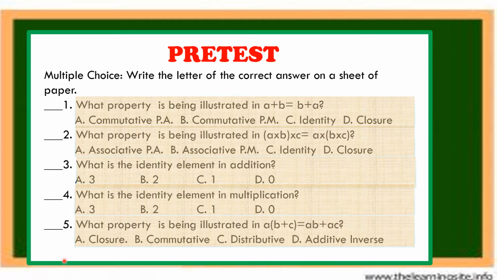Next number 5. What property is being illustrated in A times the quantity of B plus C equals AB plus AC? Letter A, closure property. Letter B, commutative property. Letter C, distributive property. Letter D, additive inverse property.